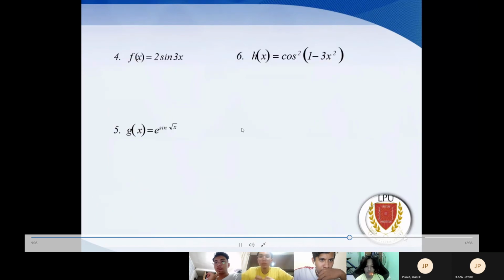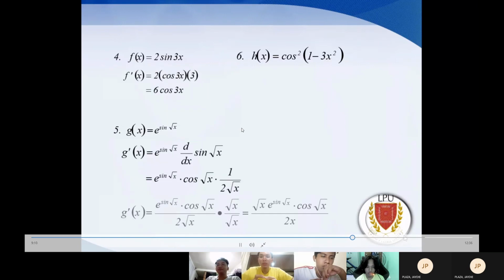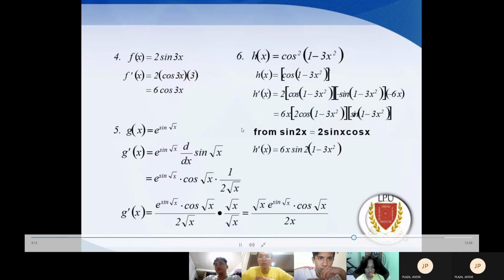We have examples 4, 5, and 6 as presented. Here are the following solutions, and try to solve on your own. Check that out. You can have a different solution from what I have, but for number 4, this one is direct substitution. For number 5, take note we have here e to the u. So the derivative of e to the u is equal to e to the u du. And for letter h, that is simply cosine. Again, you'll be using some identities for number 6.